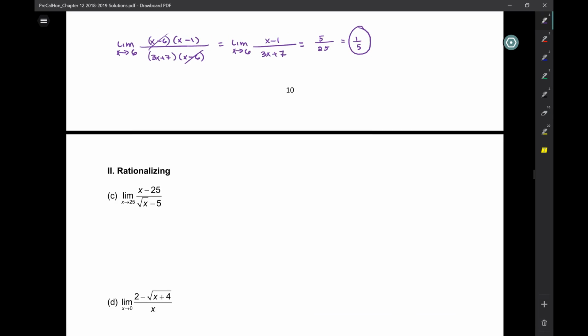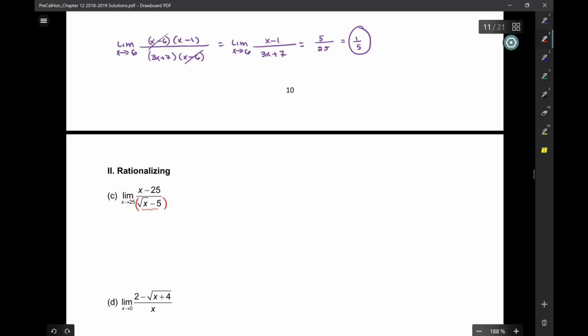So next thing is rationalizing. All right, so the next way we can solve these is rationalizing. You're going to do these when you have a rational function and you're going to have a square root somewhere like this. Okay, so look at this one. When I put in the 25, do you see how I get 0 on top? And on the bottom I also get 0? So I need to rationalize this. This is where the issue is.